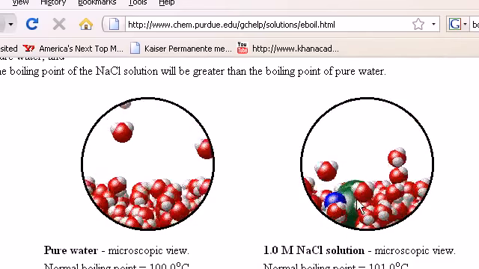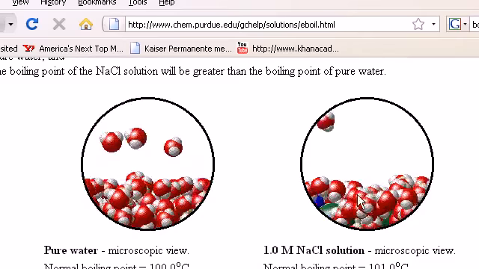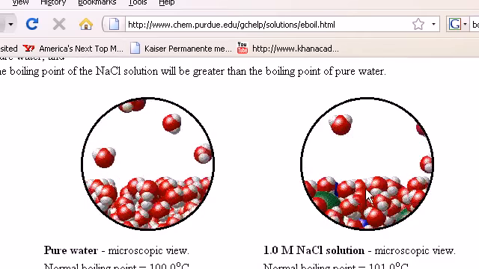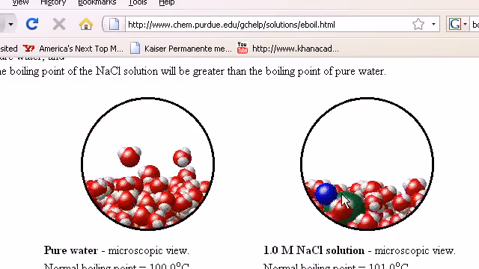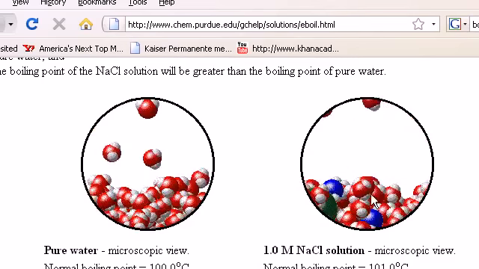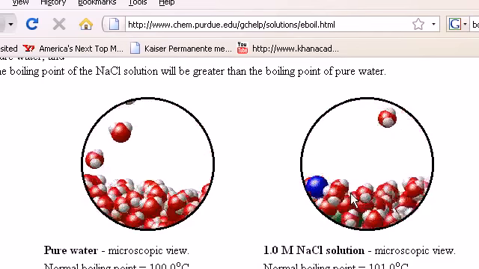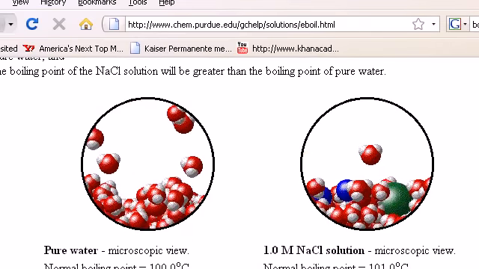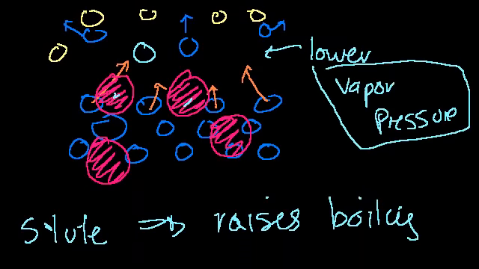And here's an example where they visualize sodium chloride at the surface. And because the sodium chloride is bouncing around on the surface with the water molecules, fewer of those water molecules have the room to escape. So the boiling point gets elevated. Now, the question is, by how much does it get elevated? And this is one of the neat things in life, that the answer is actually quite simple.